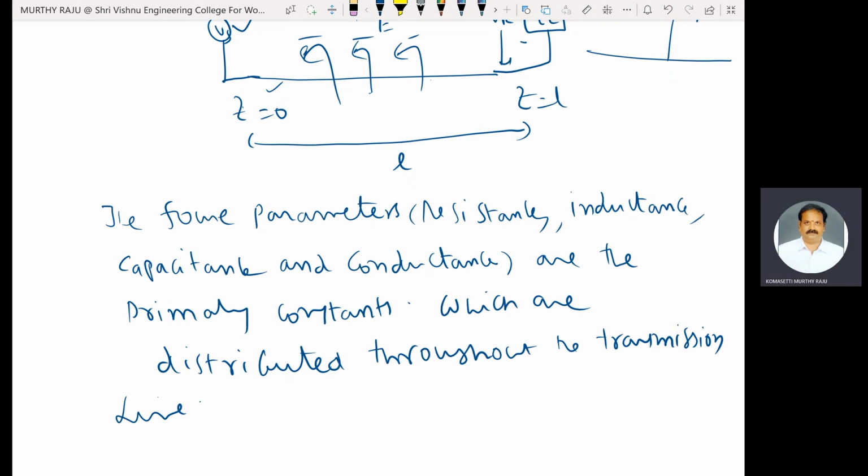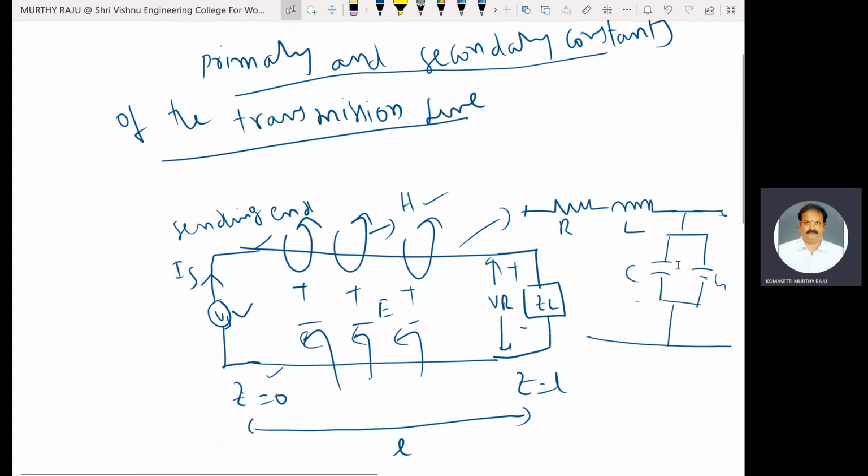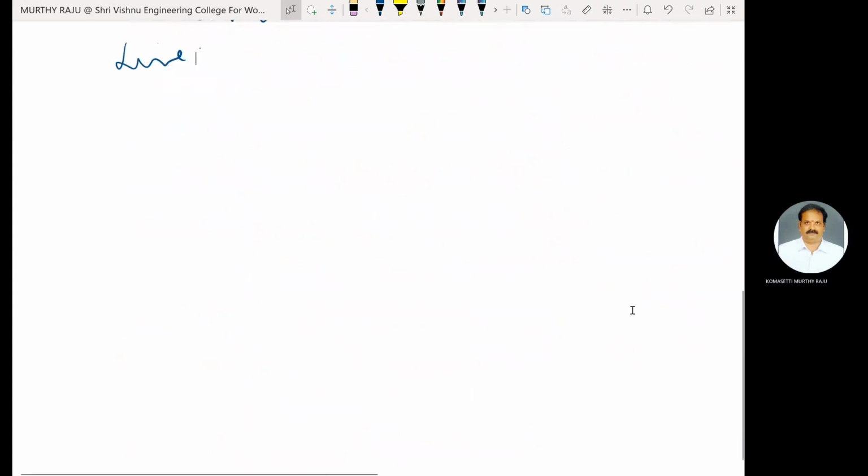If they are distributed uniformly, then the line is said to be a uniform transmission line, just like the two-wire transmission line. The resistance, inductance, capacitance, and conductance are the primary constants of the transmission line.